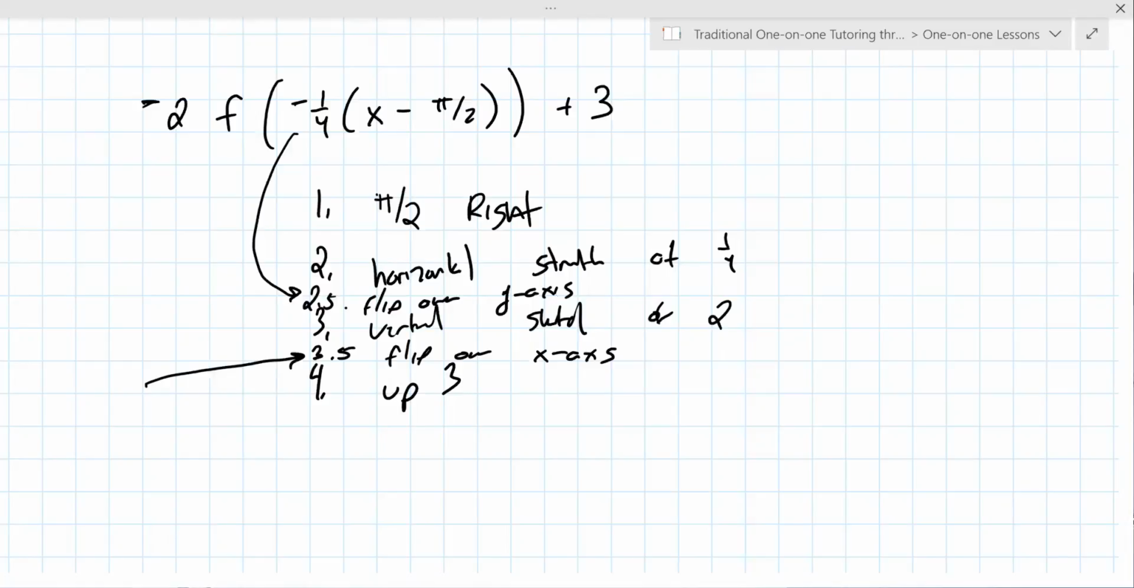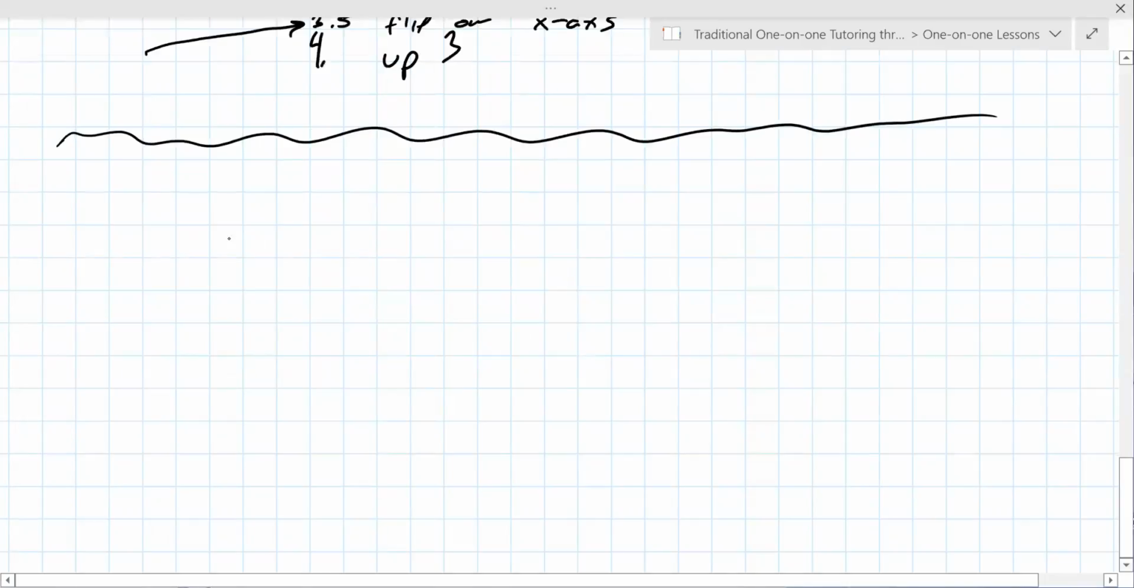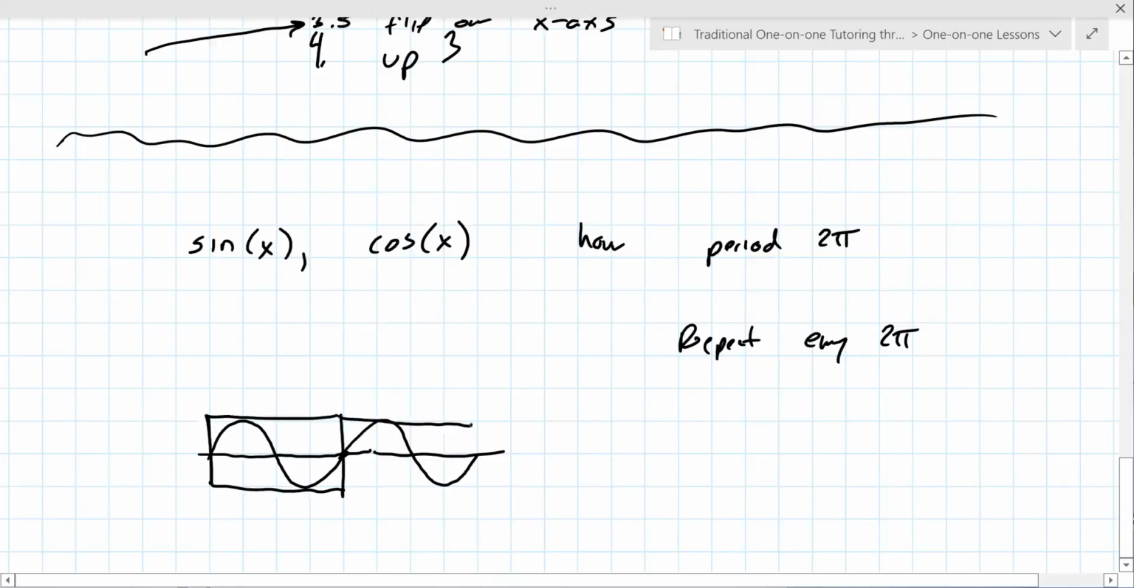All right. So the next question on this review, it's based on this, but I just want to review some things with you. Sine of x and cosine of x have period 2 pi. And what that means is that they repeat every 2 pi. So the graph of sine looks like this, and then it repeats. It's exactly the same. It goes up, down, down, up. Same with cosine. And that's what that means. Like this period right here, this block is the same as the next block. Just over and over again.